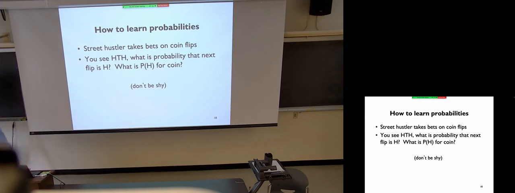Let's do a quick exercise. Imagine you're a street hustler, you take bets on coin flips, sort of gambling. You see these outcomes: the coin landed on a head, then on a tail, then back on a head. What's the probability that the next flip is H?